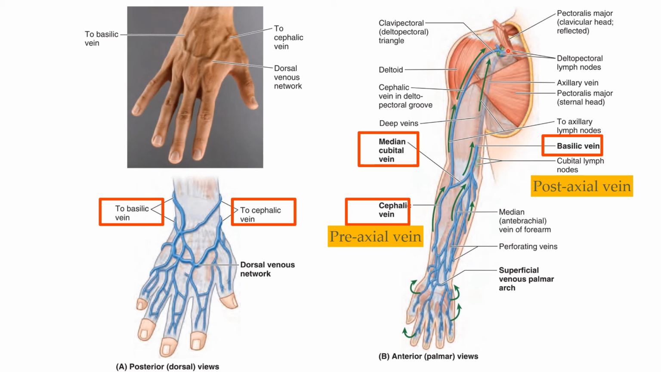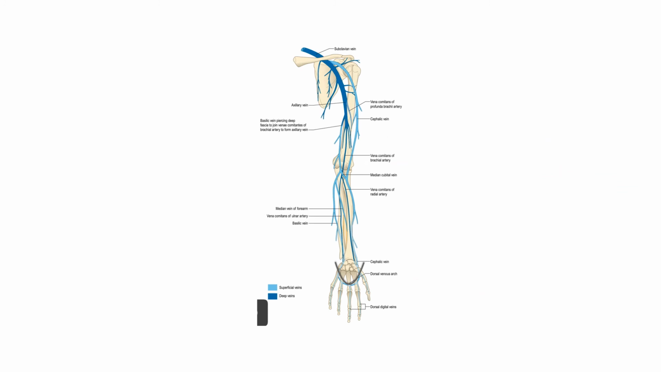Then collectively the venous blood from the whole of the upper limb is drained into the subclavian vein. Now this is the schematic representation to show you the venous drainage of the upper limb. Here these are the dorsal digital veins which drain the venous blood from the digits, and then they collectively form the dorsal venous arch. This dorsal venous arch also receives the venous blood from the palmar aspect of the hand.